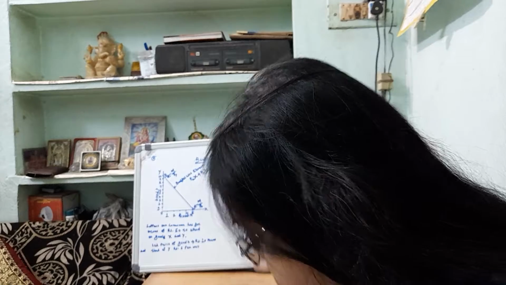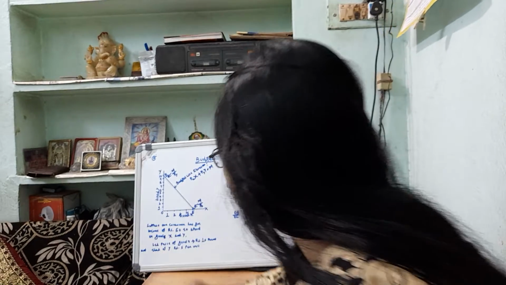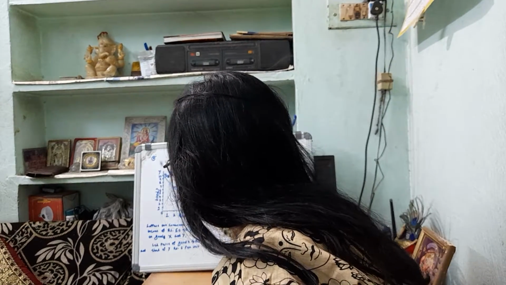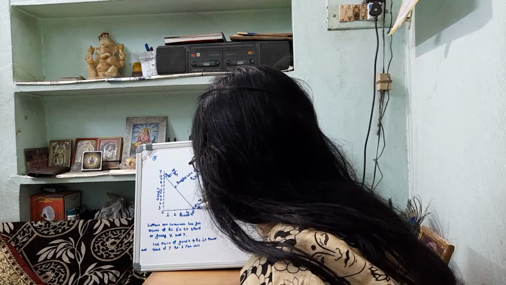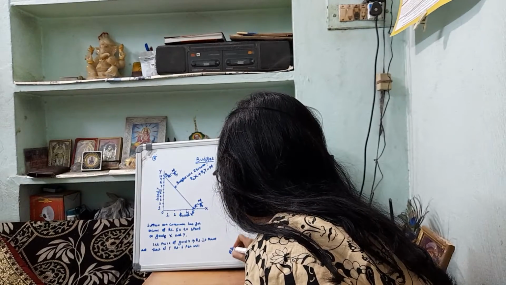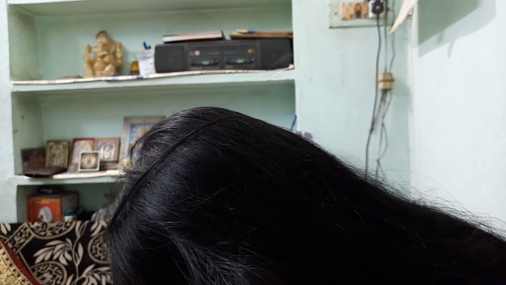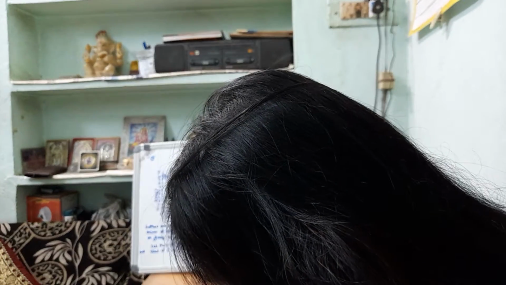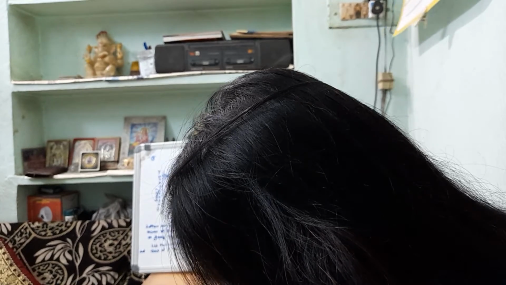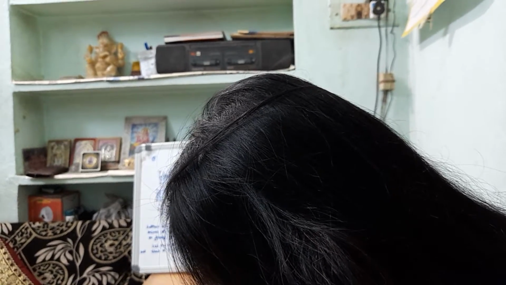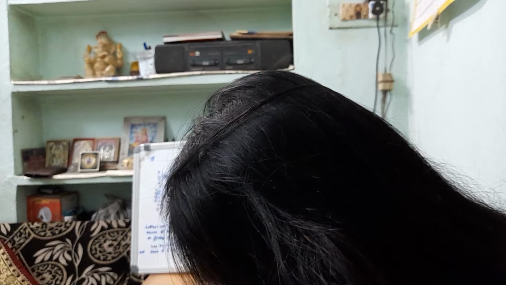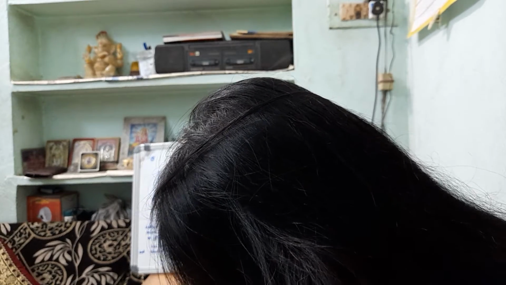If a straight line joins 5 units of good X and 10 units of good Y, this is the budget line BL. BL is the budget line. This budget line shows all those combinations of two goods which the consumer can buy spending his given money income on the two goods at their given prices.